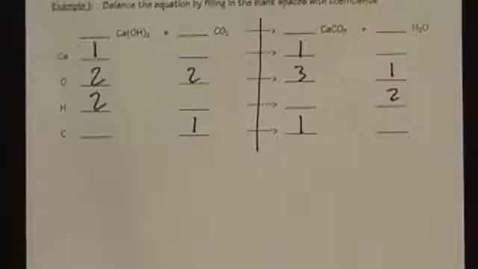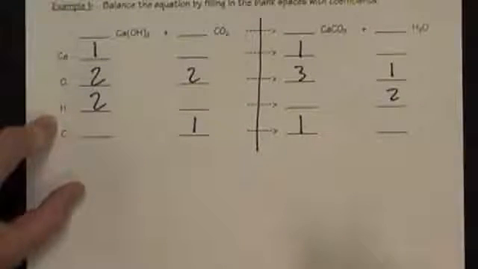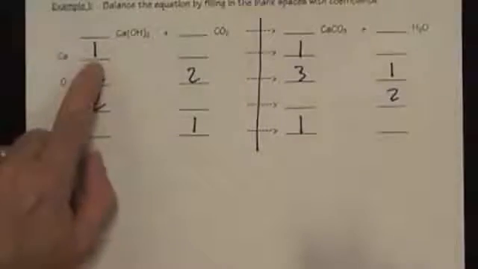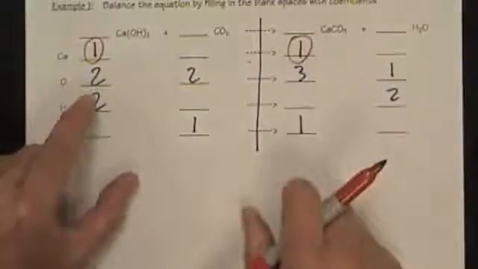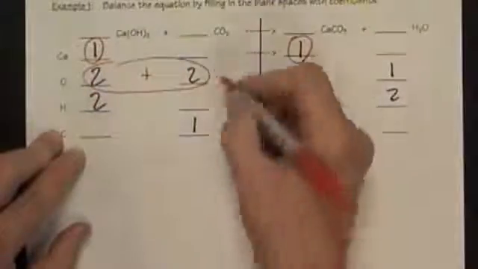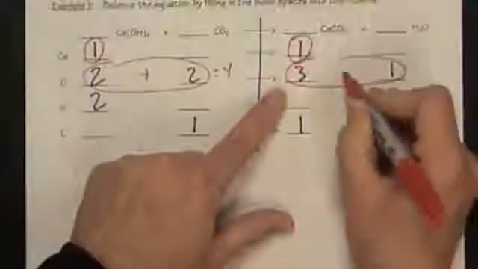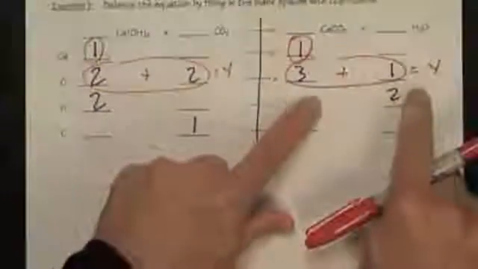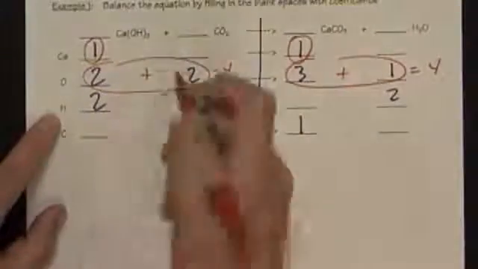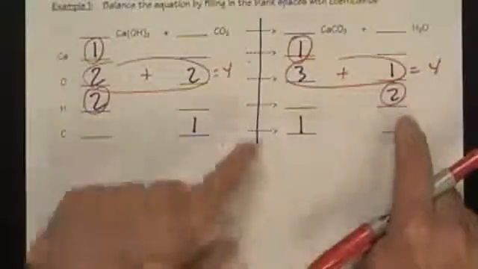Now, let's take a look at what we've got. I'm going to circle all the atoms of each element on both sides and see how they match up. Calcium, I have 1 calcium in the reactants, I have 1 in the products. So that matches up. In oxygen here, I've got a total of 4 in the reactants. And over here, I have a total of 4 in the products. Here, I've got 2 hydrogens in the reactants, and over here, I've got 2 hydrogens in the products.